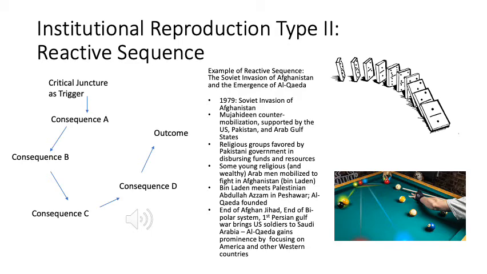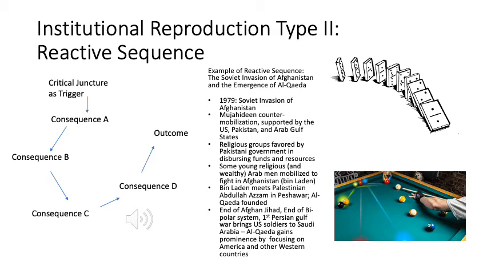So in 1979, you have the Soviet invasion of Afghanistan. That's the first trigger, the critical juncture, the choice that the Soviet Politburo made. They could have made a different choice. Archival data shows this. The Mujahideen counter-mobilization supported by the US, by Pakistan, and the Arab Gulf states, even China.